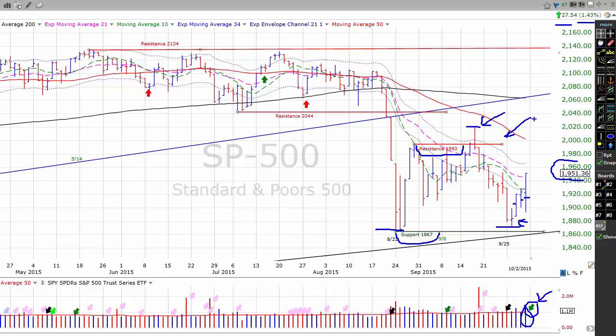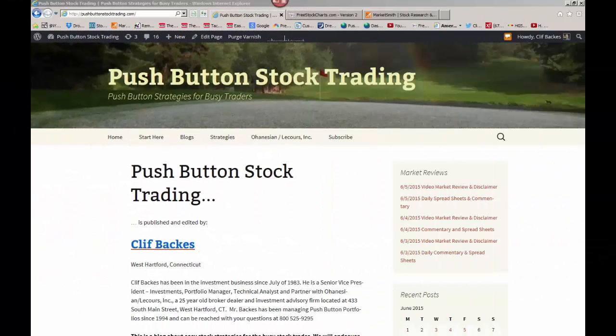And in order for this to confirm the uptrend in the market, we need to make a higher high, which means that we need to take out this level right here in the 2020 area. Let's take a look at some stocks that we may be interested in watching.